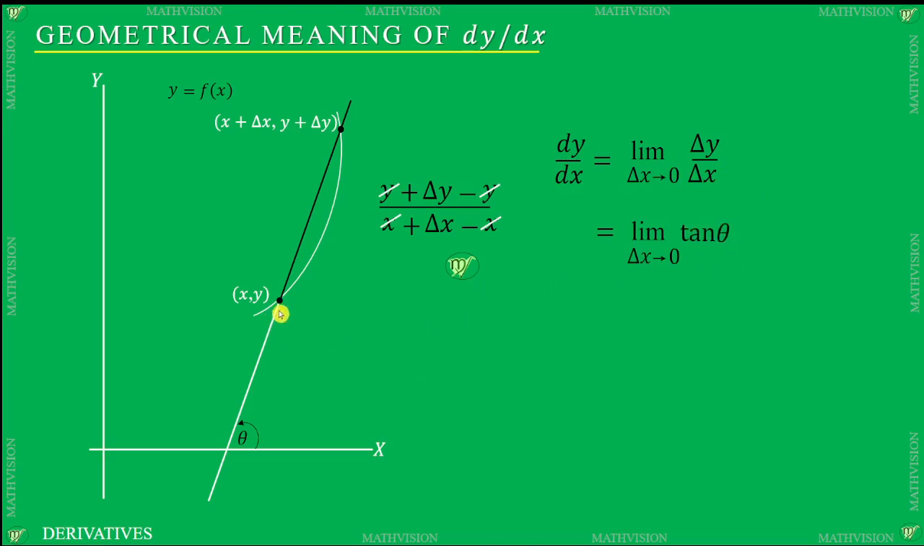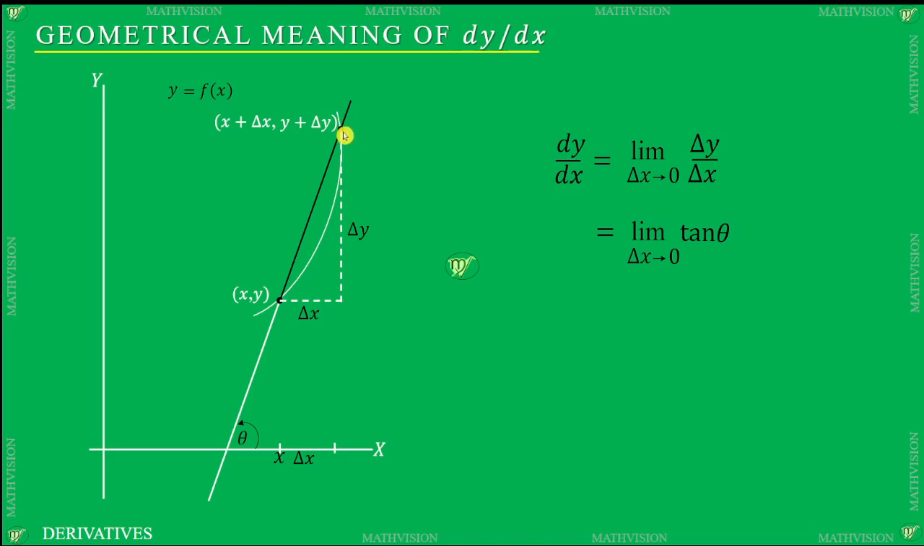Here for the point (x, y), the abscissa of the point is x, and for this point the abscissa is equal to x plus delta x. So this increment is equal to delta x. Similarly, this increment is delta y.